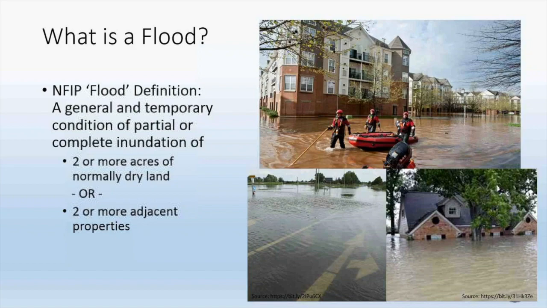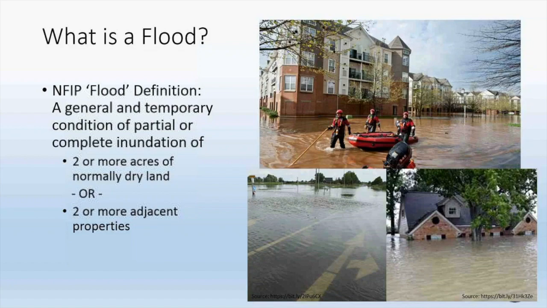So it's an area that's normally dry that is inundated with water. So it has to be either 2 or more acres of dry land or 2 or more adjacent properties. So if you're in a city or a small town, and you have 1/8 of an acre lots, if 2 lots side by side have water on them that are normally dry, that is considered a flood. If you have a farmer's field where more than 2 acres has water on it that's normally dry, that is a flood.